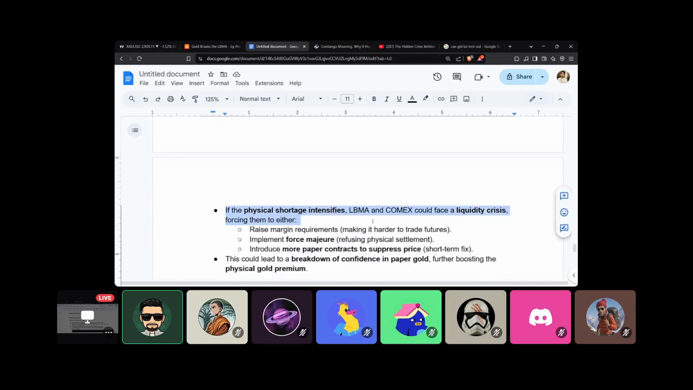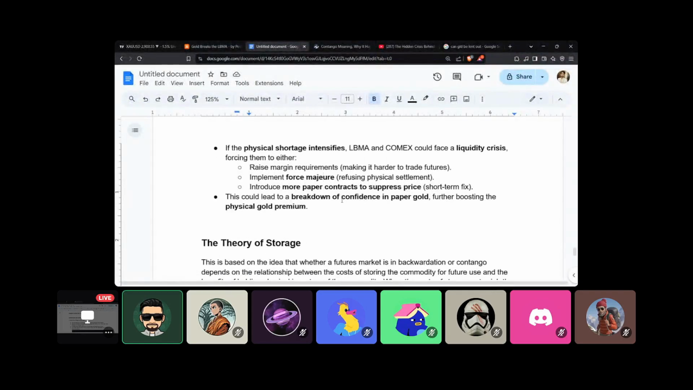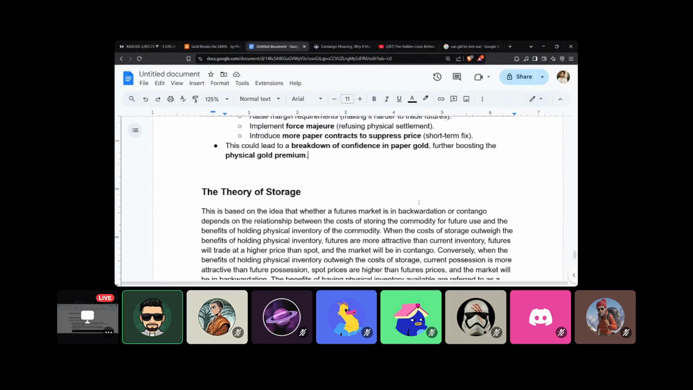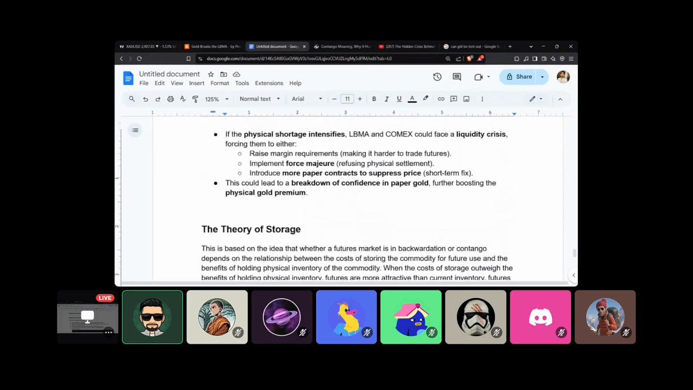If the physical shortage intensifies, LBMA and COMEX could face a liquidity crisis, forcing them to either raise margin requirements, making it harder to trade futures, implement force majeure refusing physical settlement, or introduce more paper contracts to suppress price, a short-term fix. This could lead to a breakdown of confidence in paper gold and further boost the physical gold premium. So yeah, this was the summary.